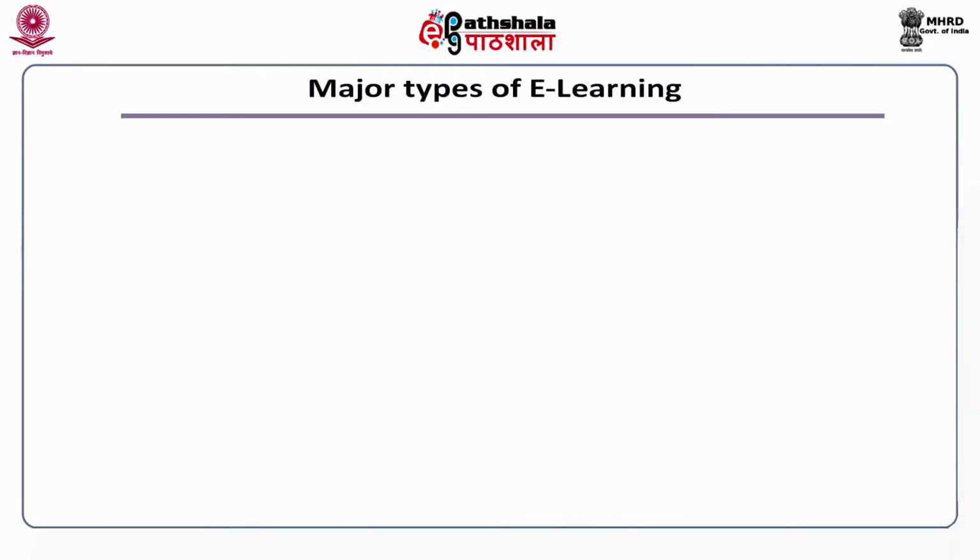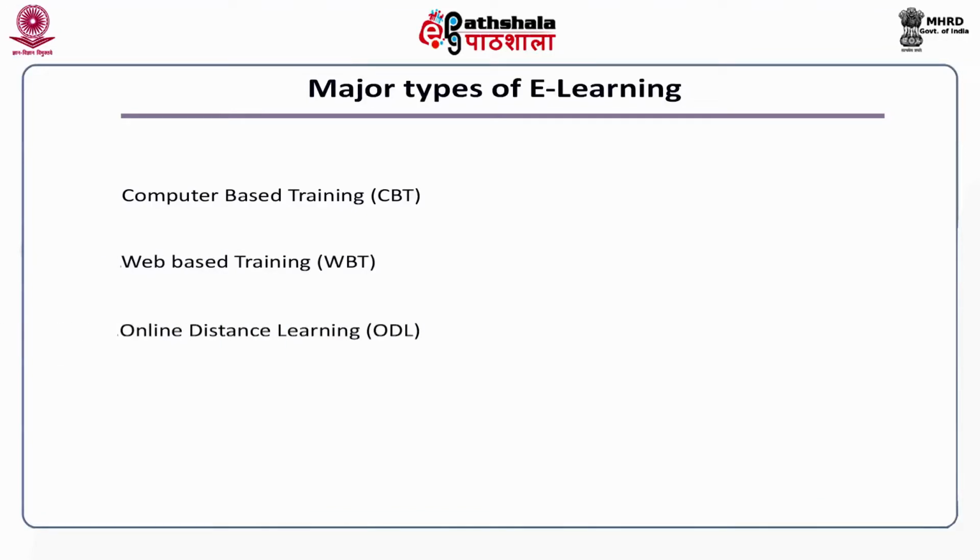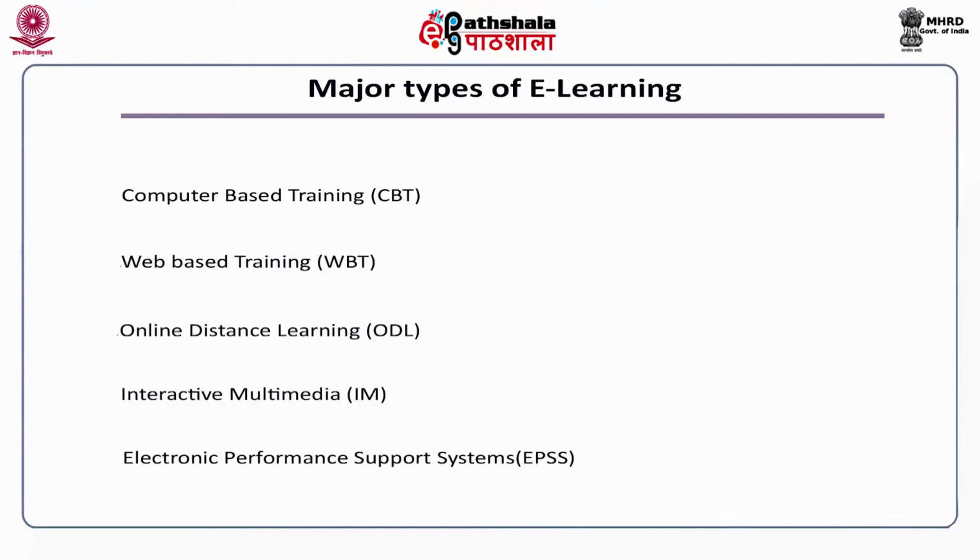Major types of e-learning. These are the major types of e-learning given. First is computer based training, that is CBT. Second is web based training, that is WBT. Third is online distance learning, that is ODL. Fourth is interactive multimedia, that is IM. Fifth is electronic performance support system, that is EPSS. Here in this module we are going to cover the first 4 e-learning types.